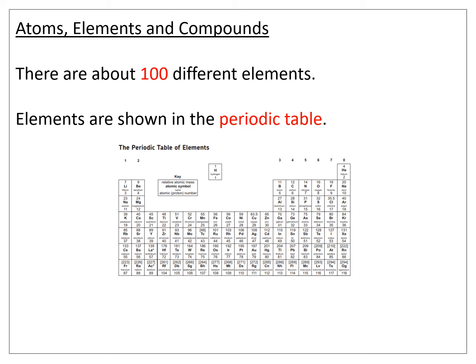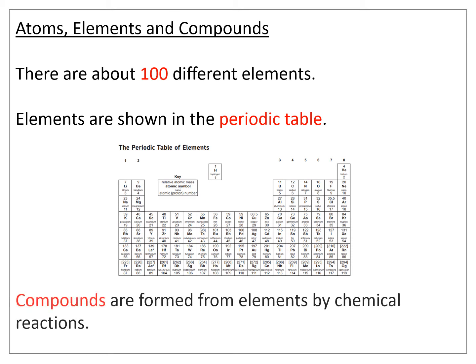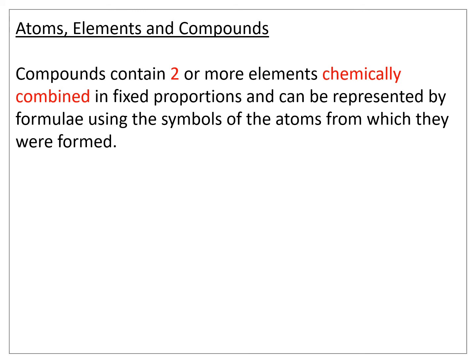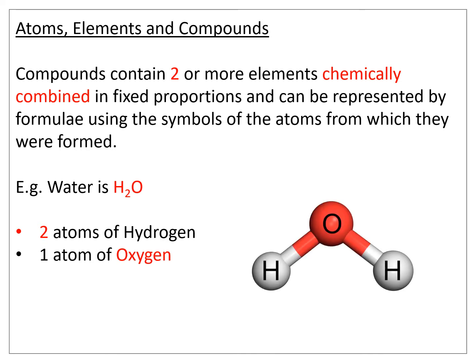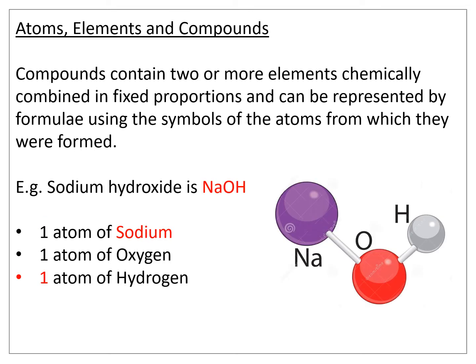And here is an image of the periodic table. You should recognize that from your lessons. Now, compounds are formed from elements by chemical reactions. Compounds contain 2 or more elements chemically combined in fixed proportions and can be represented by formulae using the symbols of the atoms from which they were formed. For example, water is H2O, 2 atoms of hydrogen, 1 atom of oxygen. And you'll draw it like so. So 2 atoms of hydrogen bonded to 1 atom of oxygen.